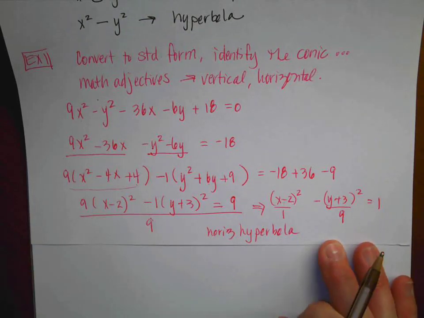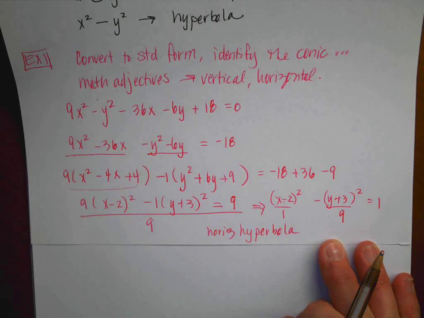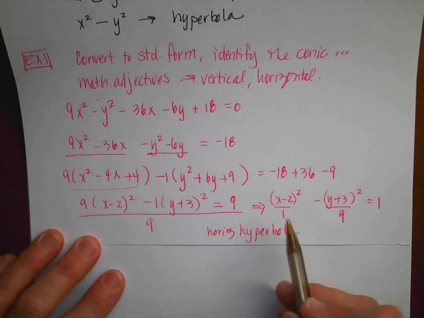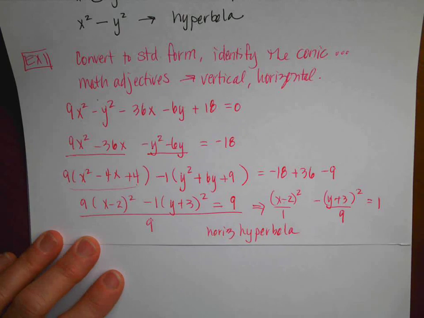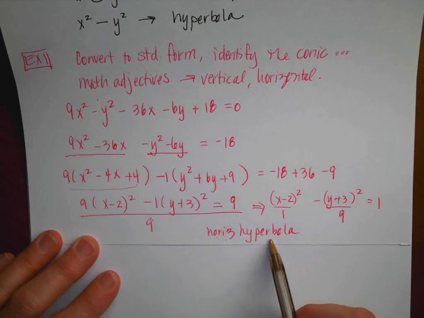And if they ask you other questions like about the foci or the vertices or any of that type of question, you could figure that out because you know your A's and your B's. You could find the C, you know the vertex. So you could actually find out lots of information. But if they ask you to identify the conic, for me, this is sufficient. I need to know which direction and which conic section.